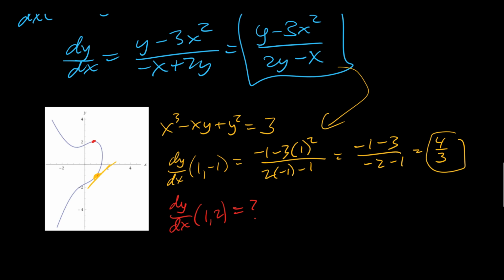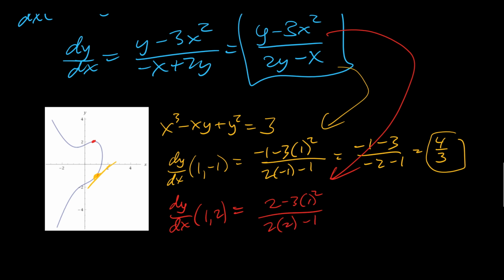Now, at (1, 2), let's see what that one is. Looks like it's going to be different. So at (1, 2), we use y equals 2: 2 minus 3 times 1 squared over 2 times 2 minus 1, which is 2 minus 3 over 4 minus 1, which is negative 1 over 3. It doesn't really look like it, but the tangent line there is going to have a slope of negative 1/3. And there you have it.